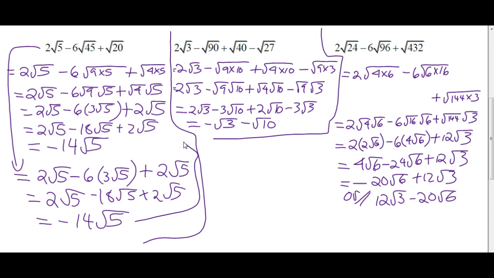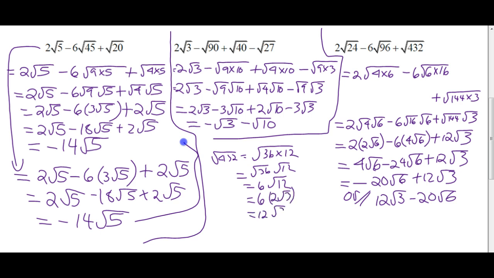All right, so 24 is 4 times 6, 96 is 6 times 16. I really should have written 16 times 6. And 432 is 144 times 3. You may not have got there in one step, right? So you might have done this. 432 is 36 times 12, and then get root 36 root 12, which is 6 root 12, and then have to go, but 4 goes into this. And this is 2 root 3. And so I get 12 root 3. So there's my 12 root 3.